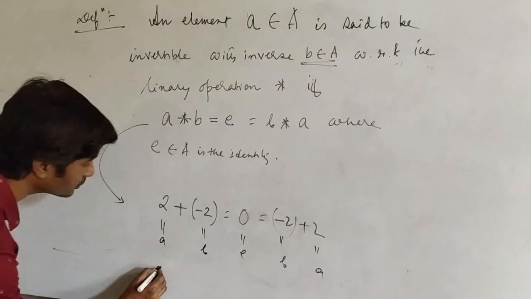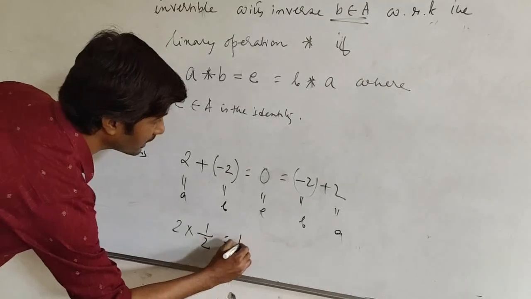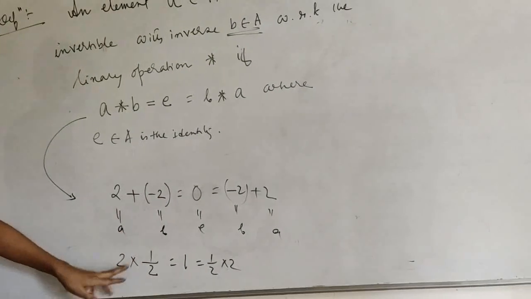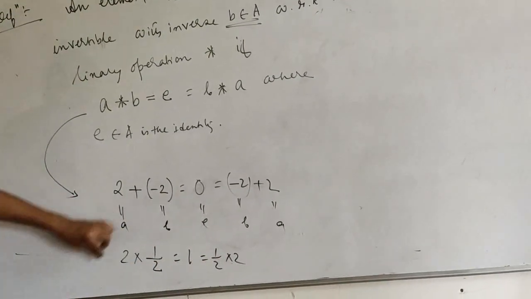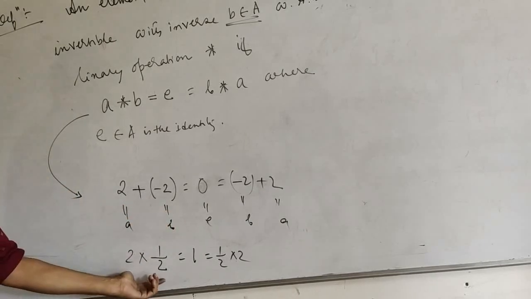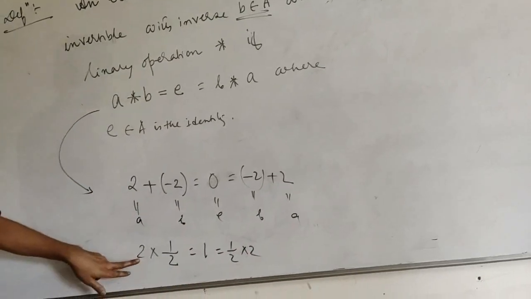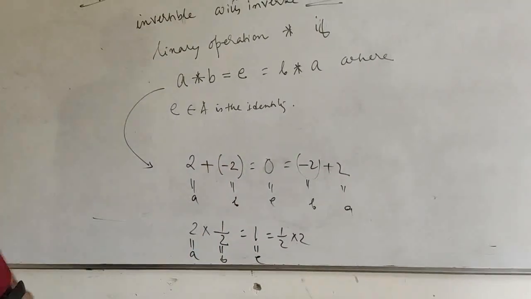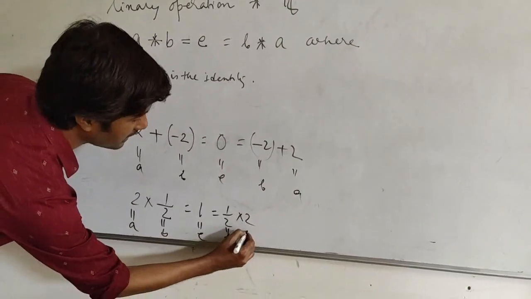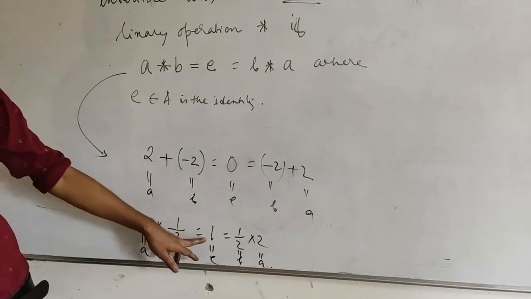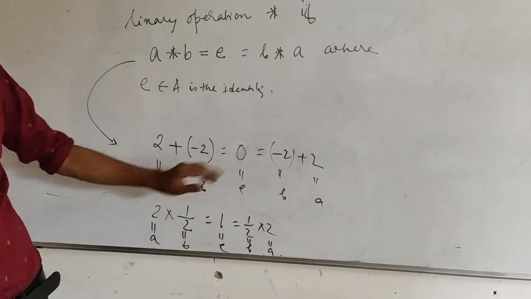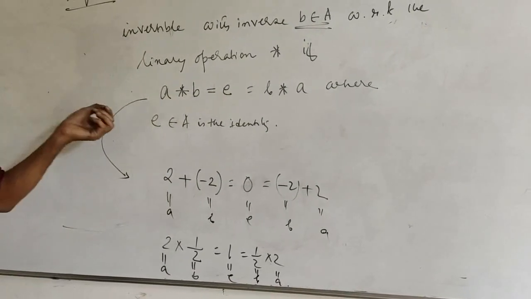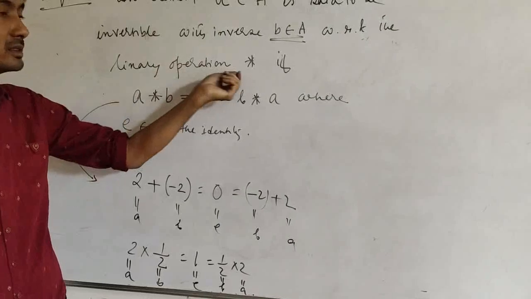You may compare by taking suppose 2 into half equal to 1 equal to half into 2. You see here, if you compare this definition with this one, 2 into half equal to 1 equal to half into 2, you will notice that this one is A into B. A into B equal to E equal to B into A. A is here 2. This is A, this one is B, and this one is the identity equal to, again here it is B and here it is A. 1 is the multiplicative identity, as you know, and 0 is the additive identity, I think you know. So this is all about the inverse of an element in a set with respect to a binary operation star.